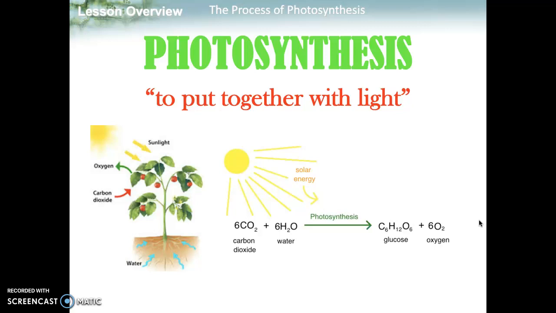Now, the sixes that you see in front of the carbon dioxide and water and oxygen simply tell you the number of molecules that are needed and get produced. You'll notice there's no 6 in front of the glucose. That's understood to be 1. So each time photosynthesis occurs, we get 1 molecule of glucose. Thankfully, this is an ongoing process that continues to make glucose molecules continuously.